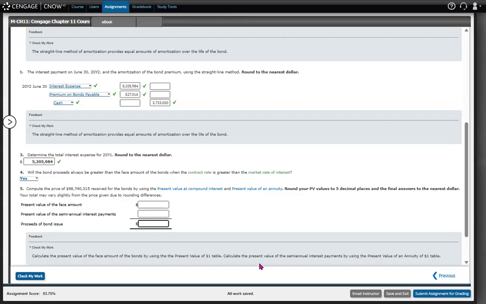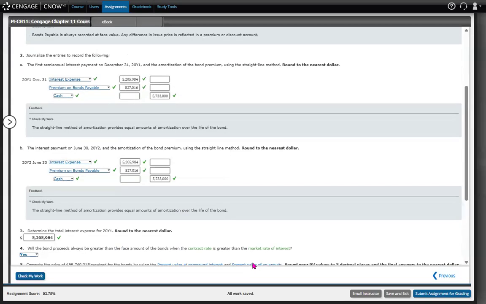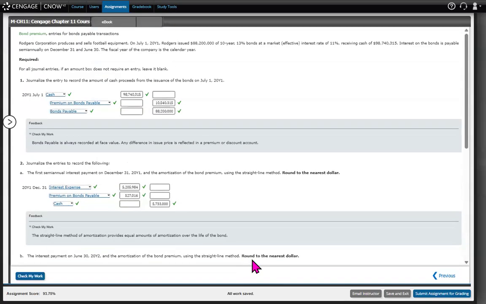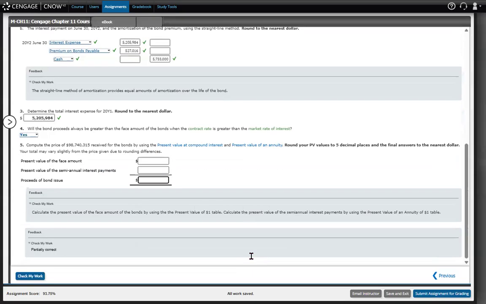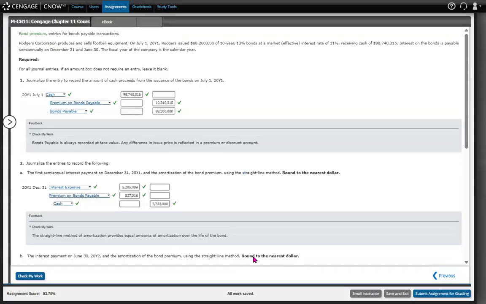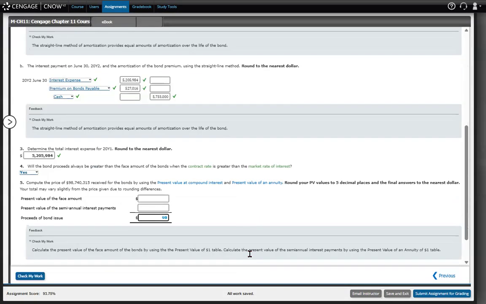And then just like we did the last bond price, fill in the bond price again down here where it says proceeds of the bond. Okay, proceeds. That is the amount of the bond price. Okay, so once again, mine is 98,740,315.